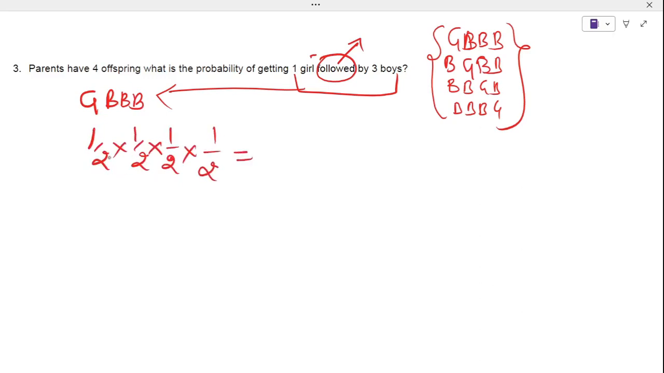So, the total probability is equal to 1 by 2 into 1 by 2 into 1 by 2 into 1 by 2, 1 by 16. 2 2s are 4, 4 2s are 8, 8 2s are 16. So this is the answer for this question here.